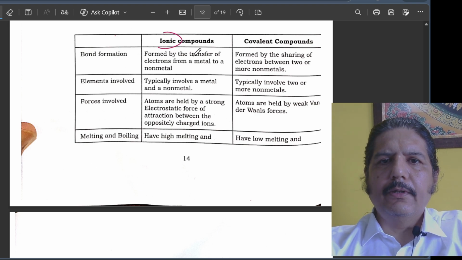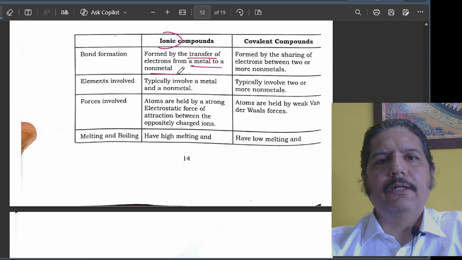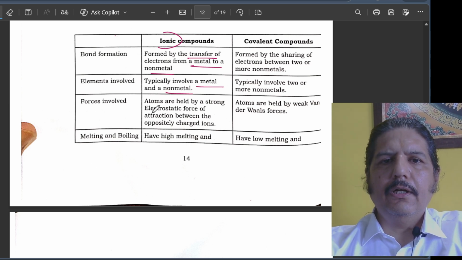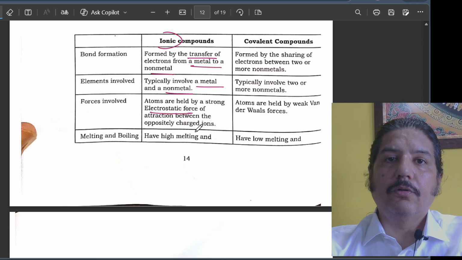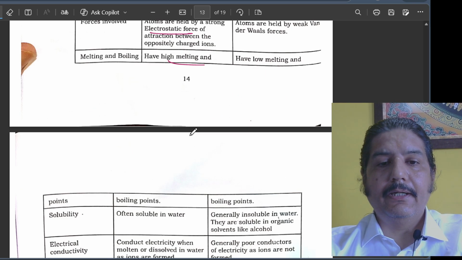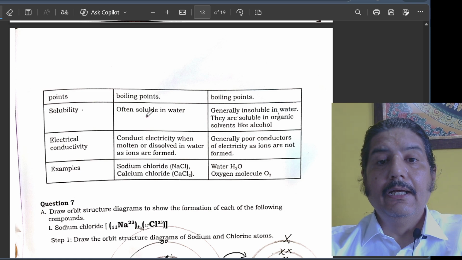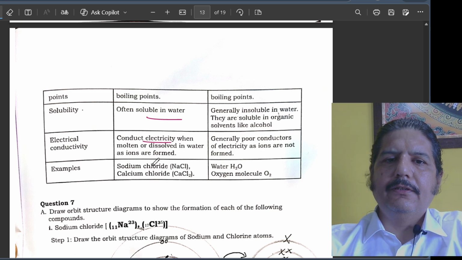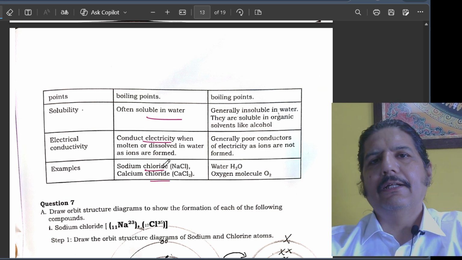So ionic: formed by the transfer of electrons from metal to non-metal, typically involving a metal and a non-metal. Forces involved: electrostatic force, very strong electrostatic force. They have very high melting and boiling points. Solubility: they are often soluble in water. Electrical conductivity: they conduct electricity. Examples: NaCl and calcium chloride.